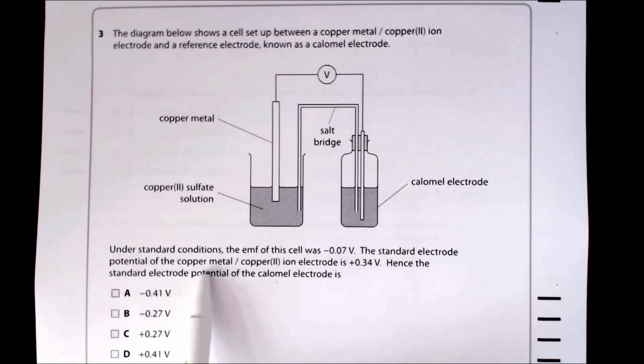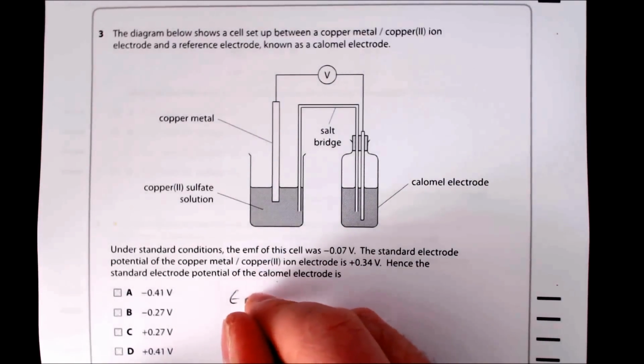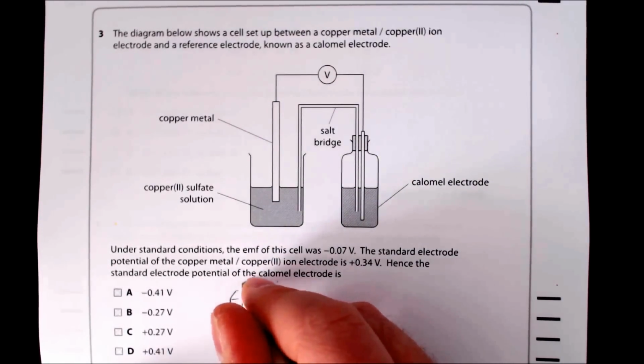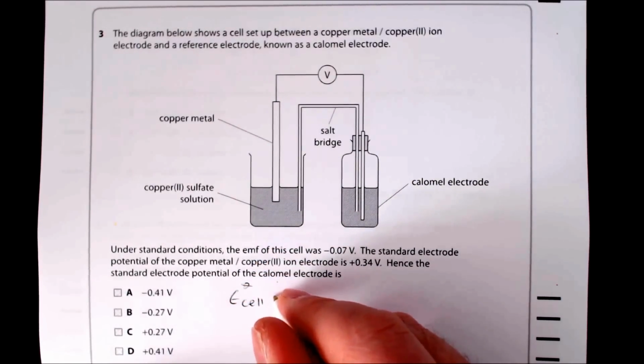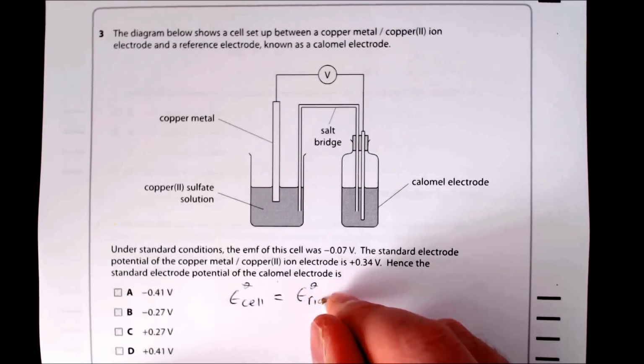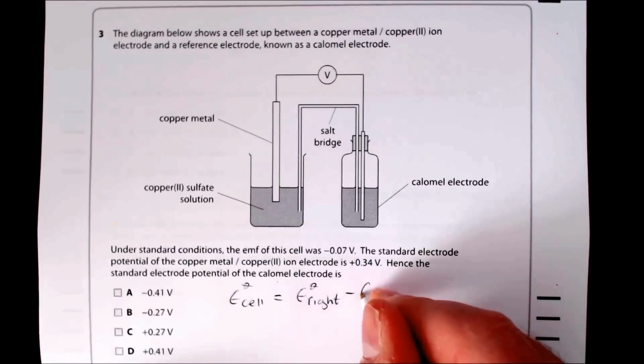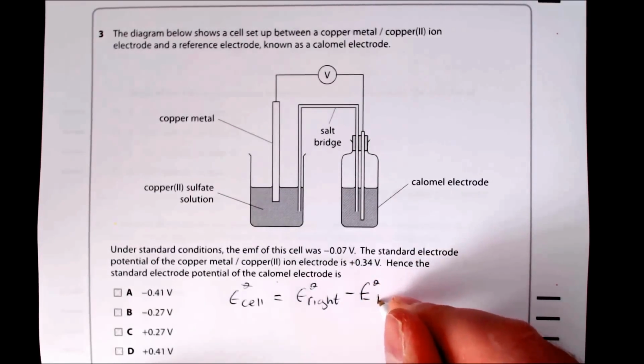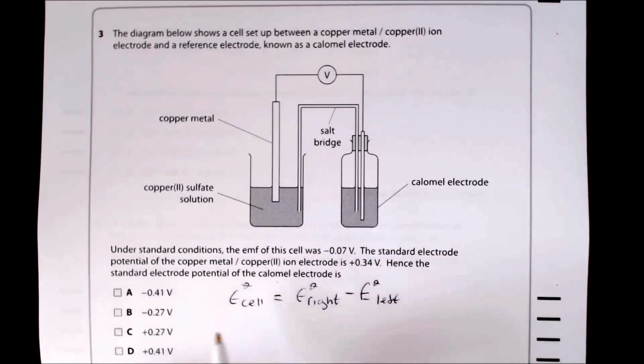The standard electrode potential of the copper metal or copper 2 ion electrode is plus 0.34 volts. Hence the electrode potential of the calomel electrode is... so this is just a very straightforward calculation. You just have to try and remember really that the E0 of the cell is effectively the E0 of the right hand side minus the E0 of the left. It did say this was standard conditions, so all our numbers should be just standard values.